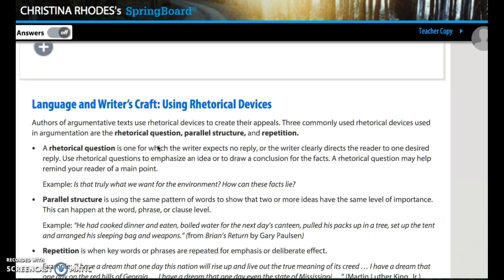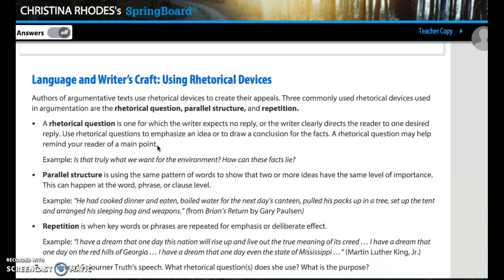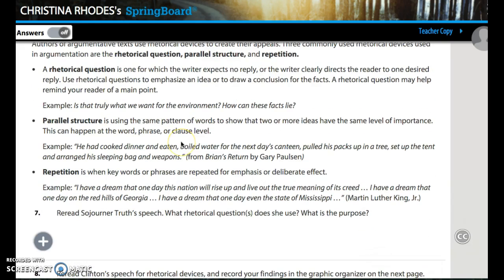Okay, last piece, it says language and writer's craft using rhetorical devices. Authors of argumentative texts use rhetorical devices to create their appeals. 3 commonly used rhetorical devices used in argumentation are the rhetorical question, parallel structure, and repetition.